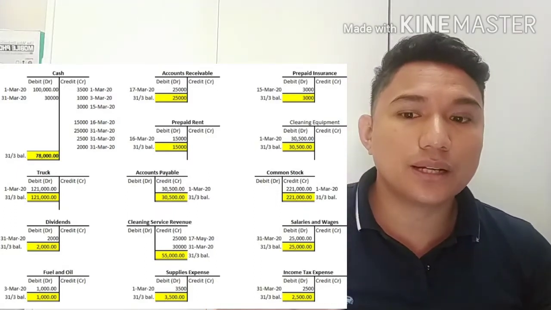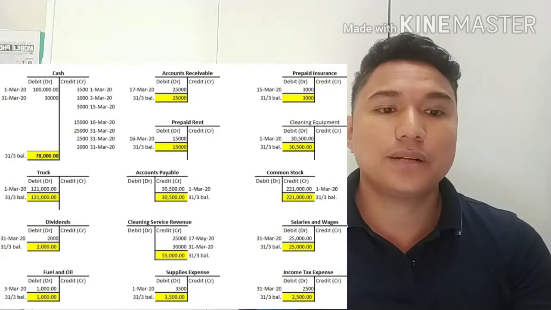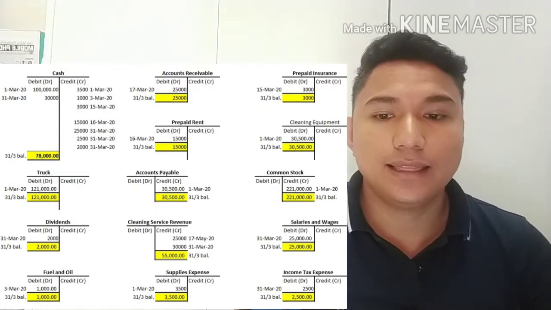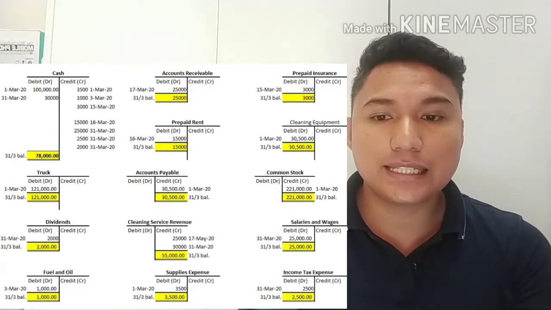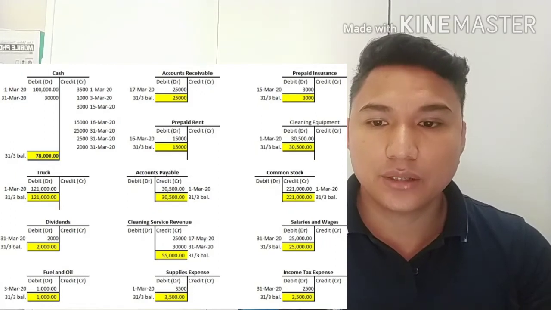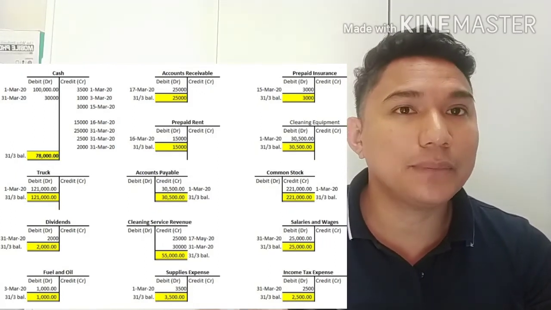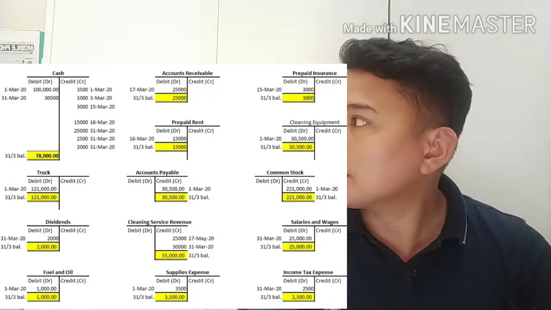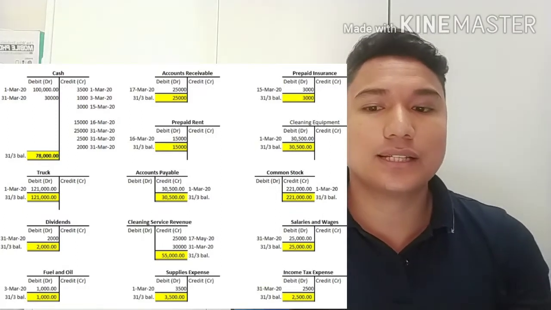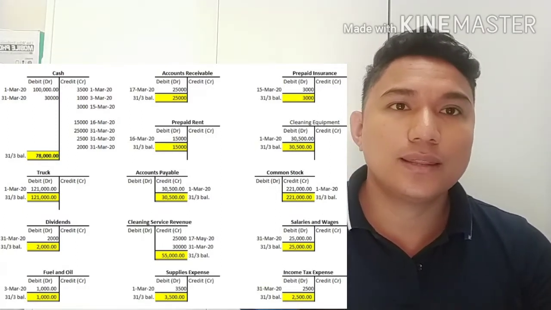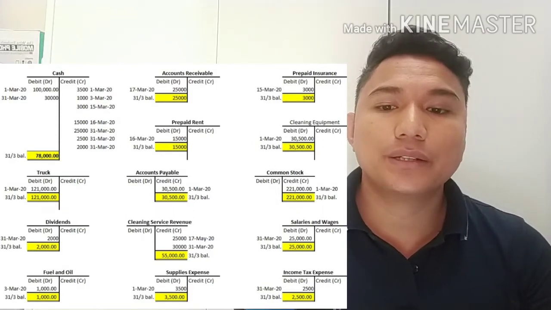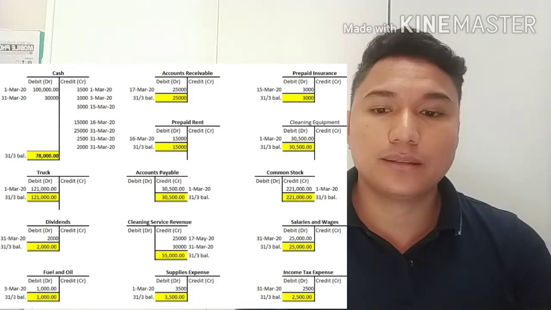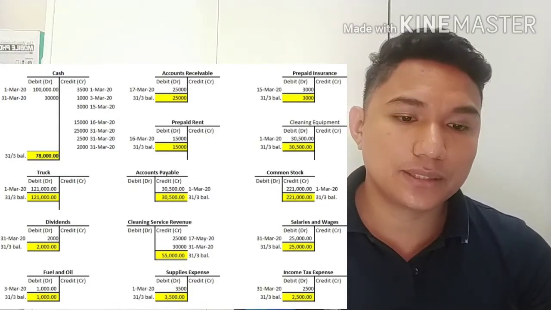As you can see, we already transferred all the transactions from the general journal to the general ledger. So let's see the balance. For cash, we don't have a beginning balance, but we have a debit transaction of 100,000. We debited 100,000 and 30,000, so we have a total debit of 130,000, and we credited 52,000 for the month of March. So we have a total of 52,000 credit.